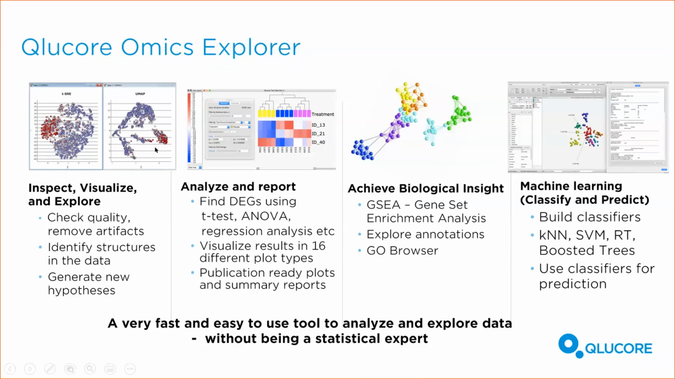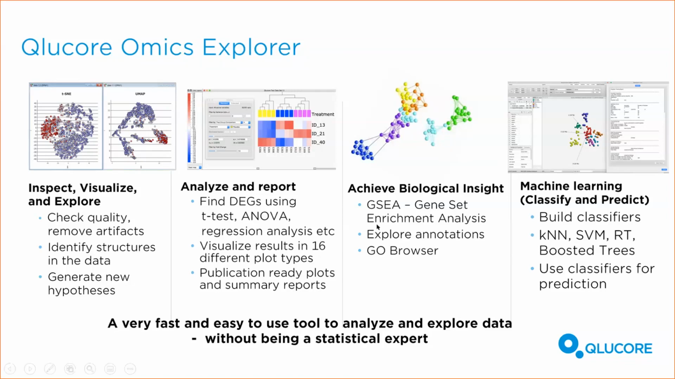So you can find discriminating genes, metabolites, and proteins using statistical tests such as t-test, ANOVA, regression analysis, and more. Then you can visualize your results in a number of different plot types, and then you can export your plots and results as publication-ready material.